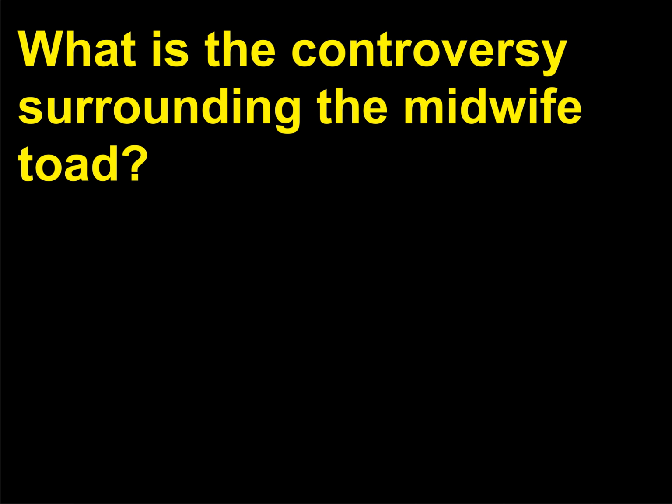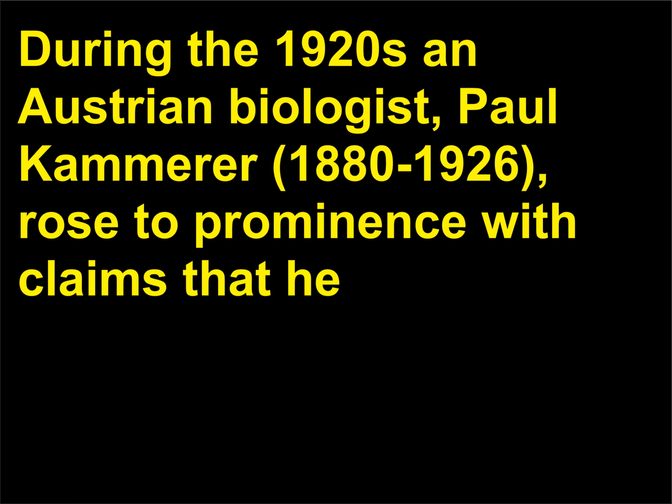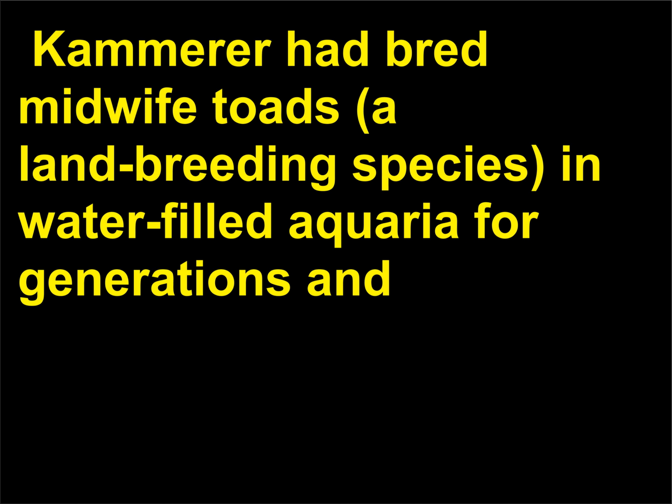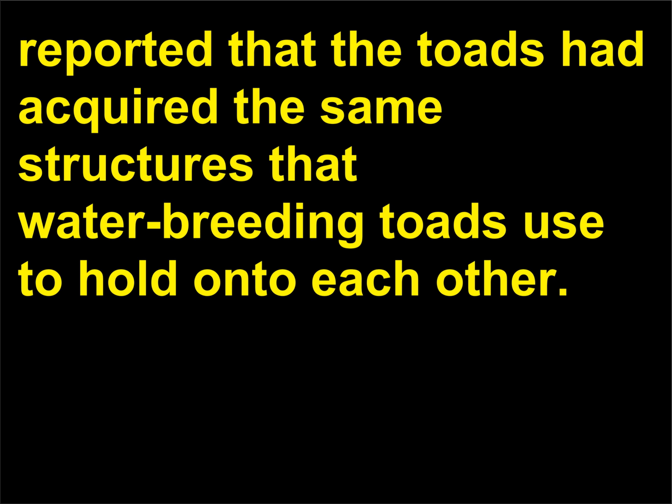What is the controversy surrounding the midwife toad? During the 1920s, an Austrian biologist, Paul Kammerer, 1880 to 1926, rose to prominence with claims that he had been able to demonstrate Lamarckian evolution, that is the inheritance of acquired characteristics. Kammerer had bred midwife toads, a land-breeding species, in water-filled aquaria for generations and reported that the toads had acquired the same structures that water-breeding toads use to hold onto each other.